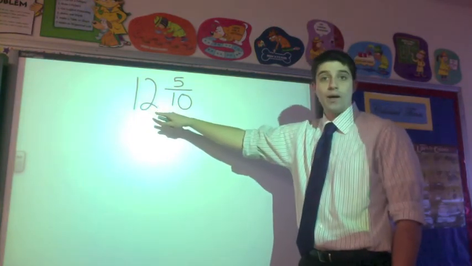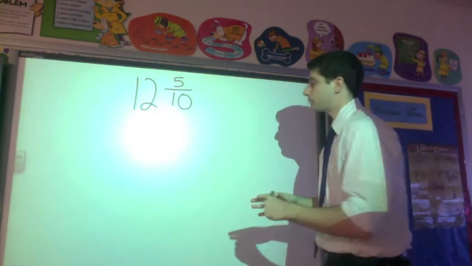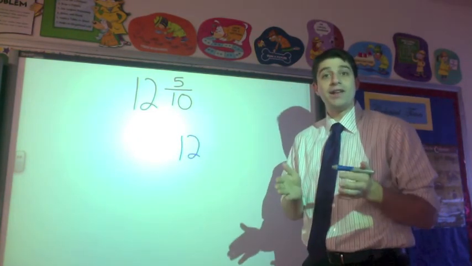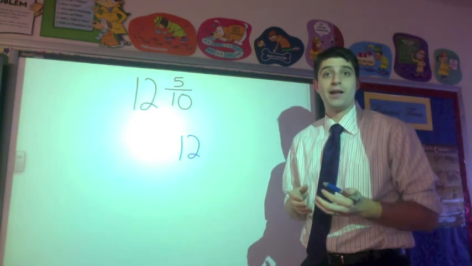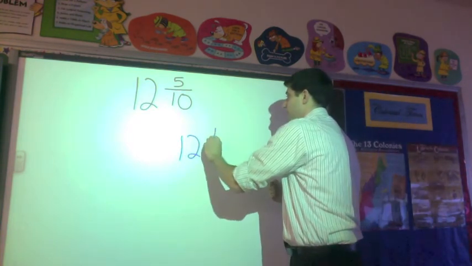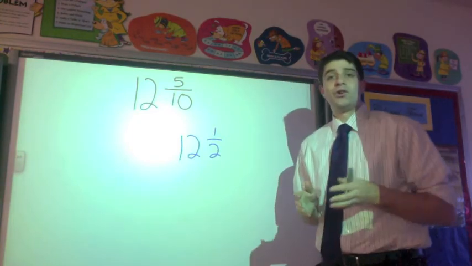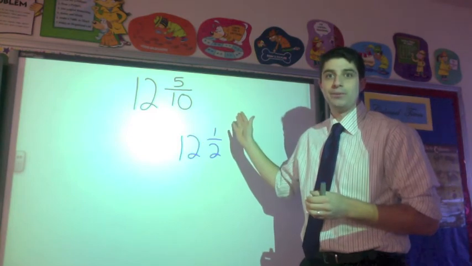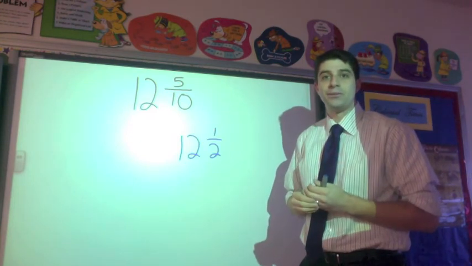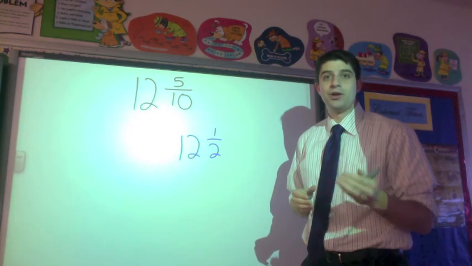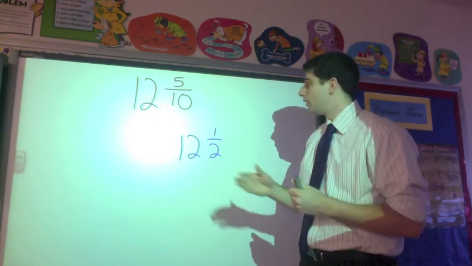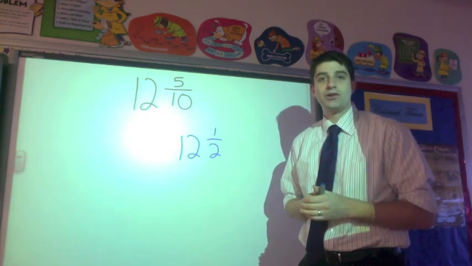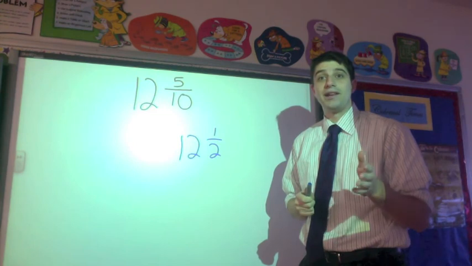I'm going to keep the 12. Always keep the whole number. So I'll rewrite 12. And just by looking at 5/10, I know that can be reduced or simplified to 1/2. Remember, if you're unsure, always list the factors of your numerator and your denominator, find the greatest common factor, and divide the numerator and the denominator by the greatest common factor. My answer is 12 and 1/2. That's how I add mixed numbers with like and unlike denominators.